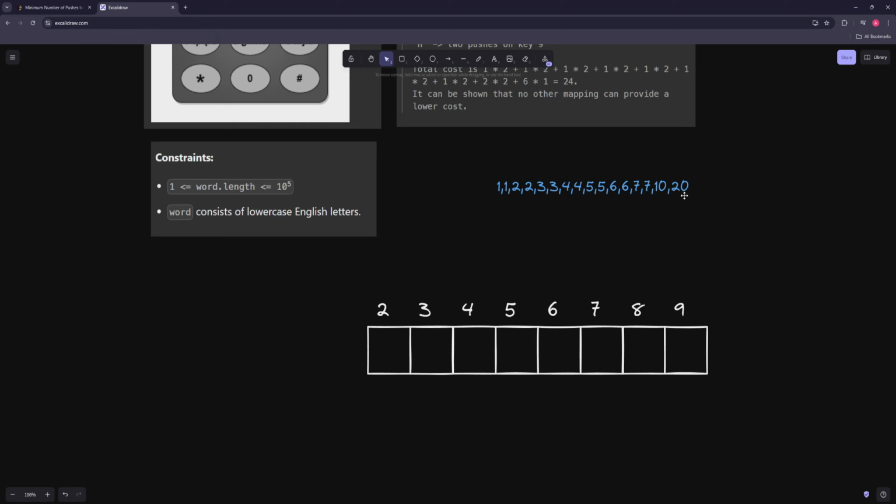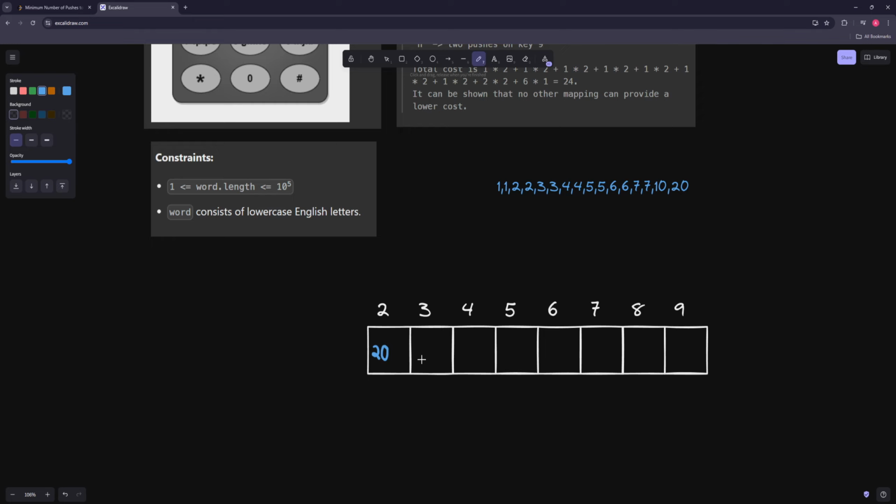So these are the letter counts. It doesn't really matter which letter; all we care about is the counts. If these are the letter counts, we want to make sure that the letter with count 20 costs 1 press. So maybe we'll map it over here. Whatever letter has a count of 20, we'll put here.